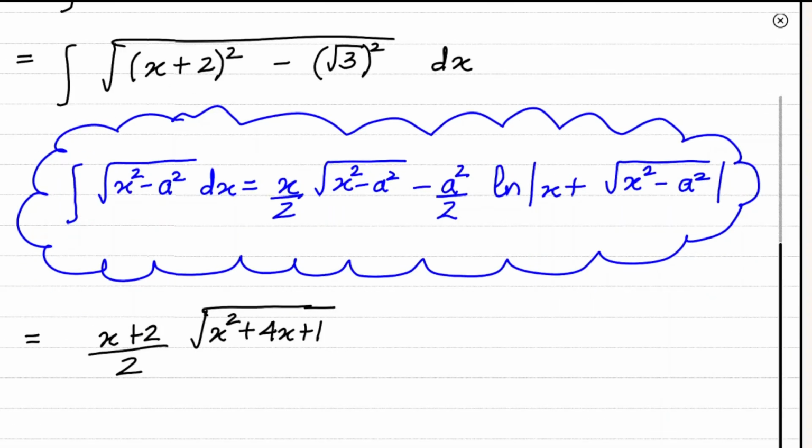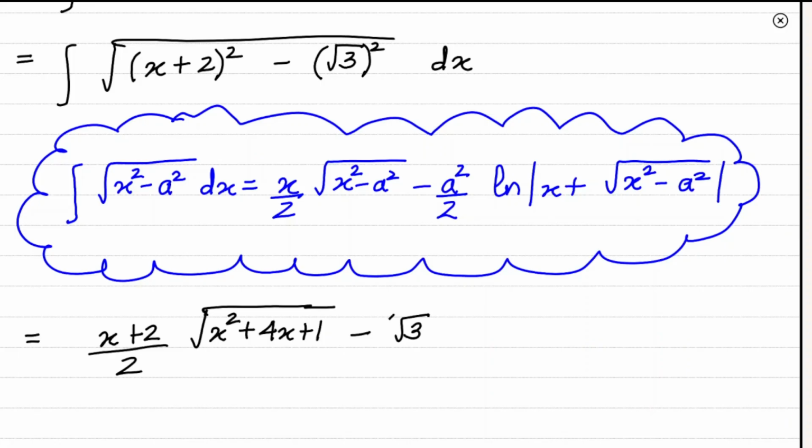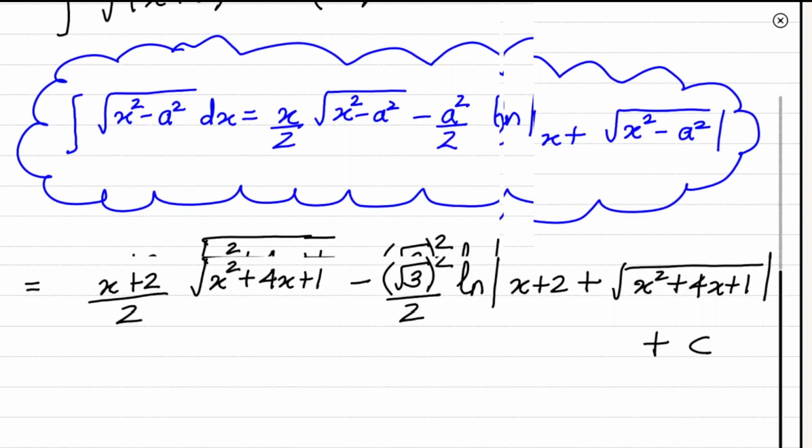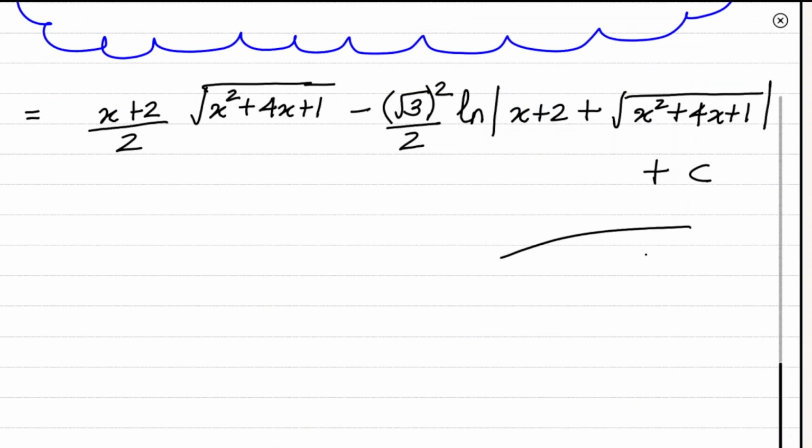And then it is minus a square by 2. a is 3 over here, so minus root 3 square divided by 2 ln mod x plus, where x over here is x plus 2. So we have x plus 2 plus square root of x square minus a square, which is nothing but the same thing again, square root of x square plus 4x plus 1. Let's close that mod, and let's add the constant of integration c, and this is the final result of the integral that we are looking to solve. You can write square root of 3 square as just 3, and really what you see here is the final result of this integral.